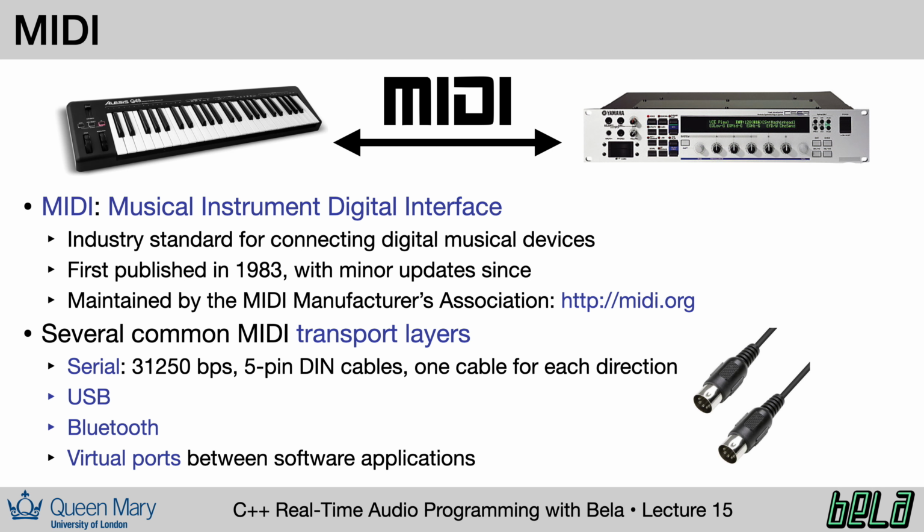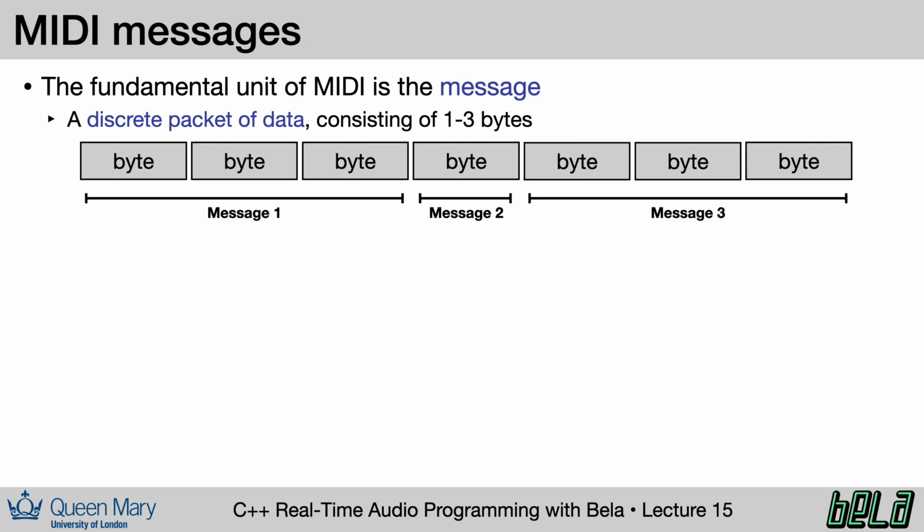MIDI messages are typically sent over one of several different transport layers. The traditional and original way of sending MIDI messages is over a 5-pin DIN cable between devices. This is a serial link which goes in one direction only, running at around 31 kilobits per second. More commonly these days, MIDI messages are sent over USB cables or Bluetooth connections. It's also possible to make virtual MIDI ports between software applications running on a computer. Regardless of which kind of transport you use, the format of the MIDI data is the same.